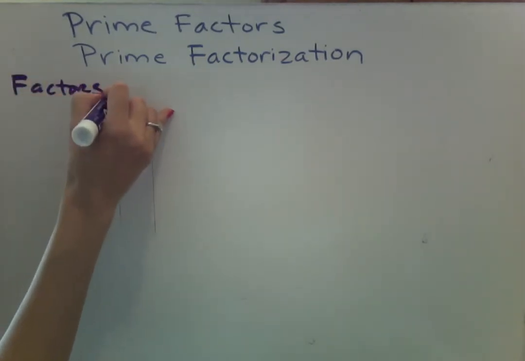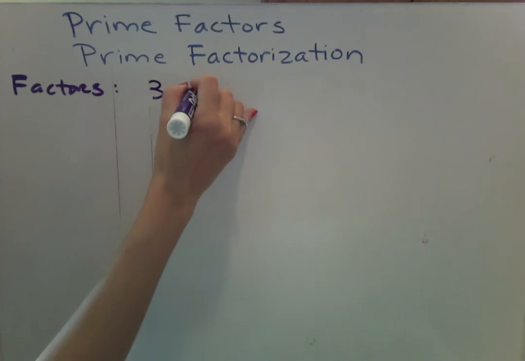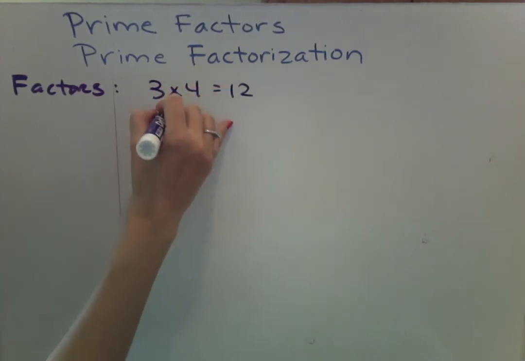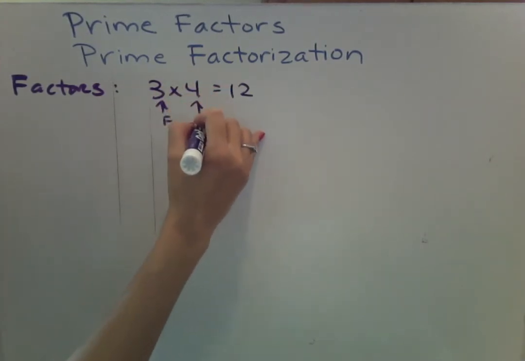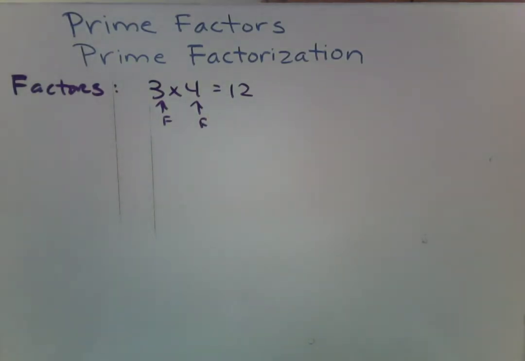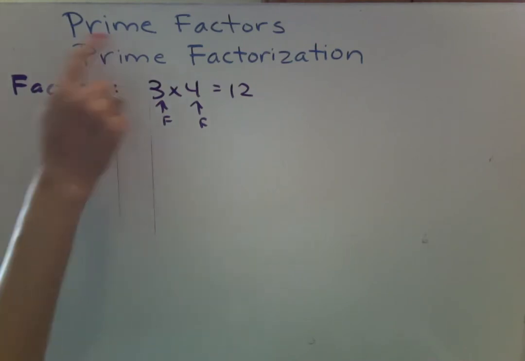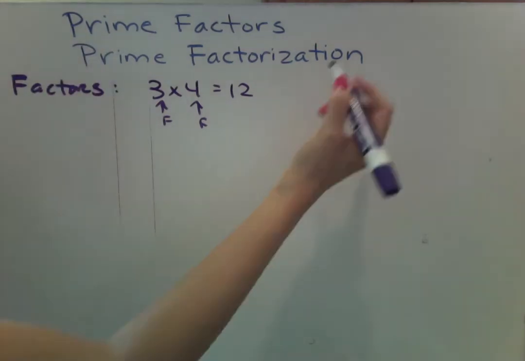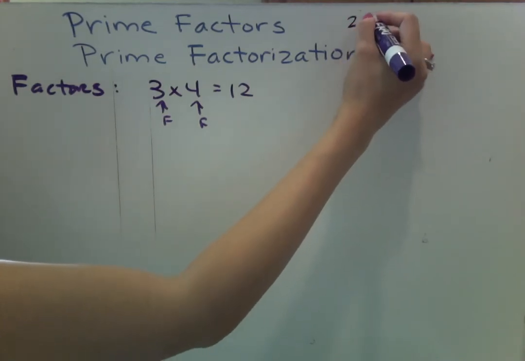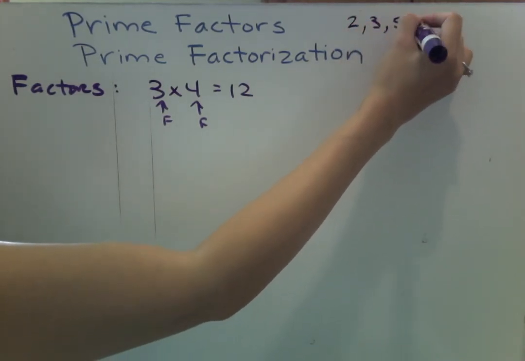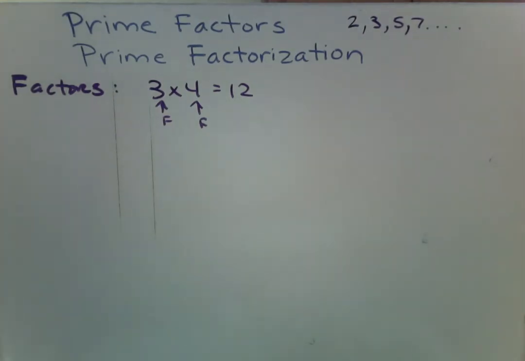So factors are two numbers that we multiply together to get another number. So 3 is a factor and 4 is a factor. However, now what they want us to do is to find the prime factors, meaning they will be factors, but they have to be prime numbers. And here is a list of some of your prime numbers. You can review prime numbers in your textbook or in your homework.